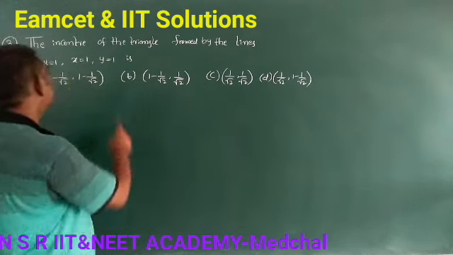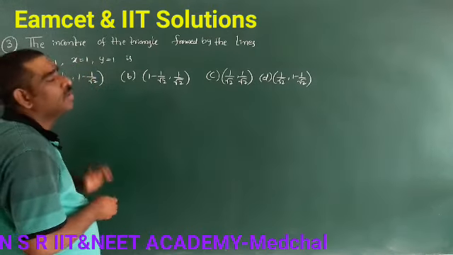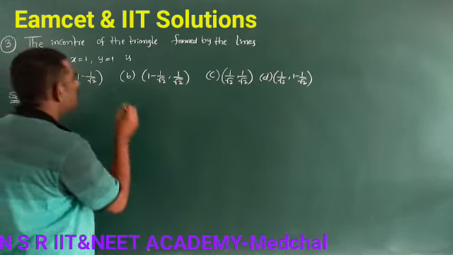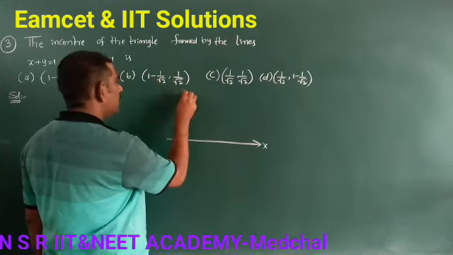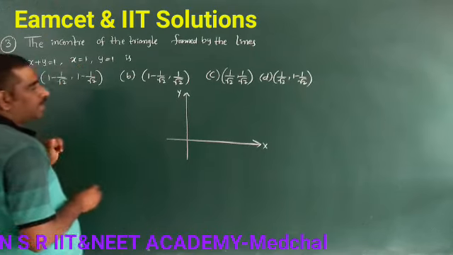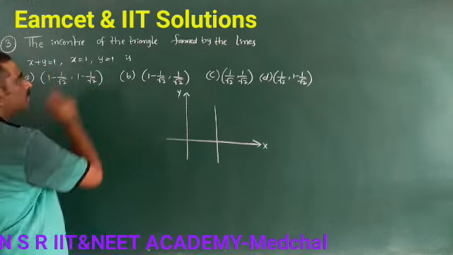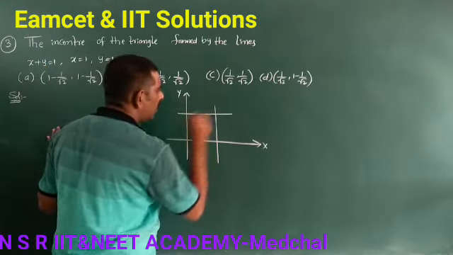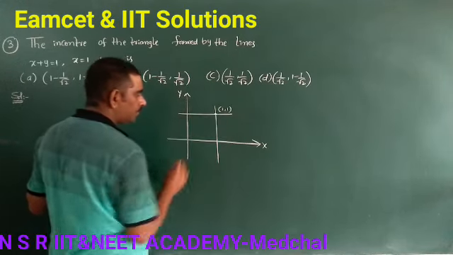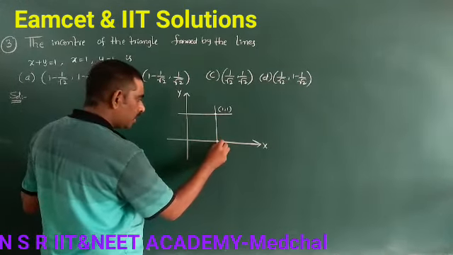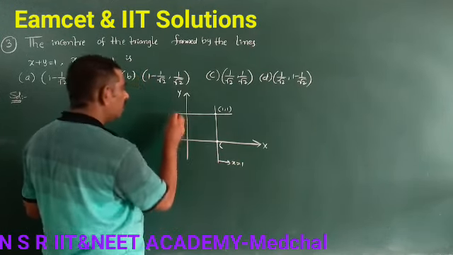So, next question: the incenter of the triangle formed by the lines x plus y equal to 1, x equal to 1, y equal to 1. So, given here are 3 lines. In a coordinate system with x and y axes, the line x equal to 1 is parallel to the y axis, and the line y equal to 1 is parallel to the x axis. So, the intersection point is (1, 1). This is the x equal to 1 line and this one is the y equal to 1 line.